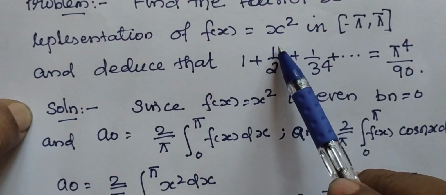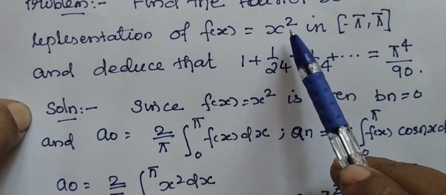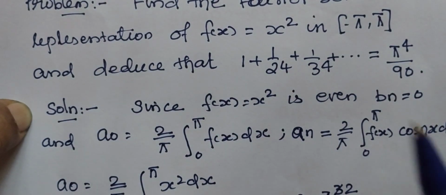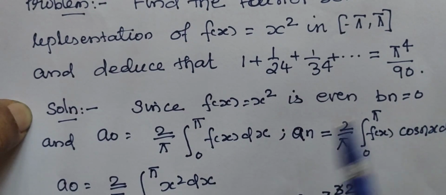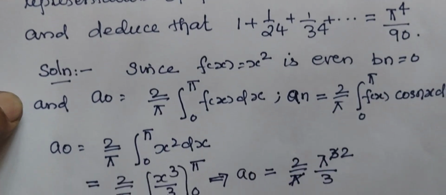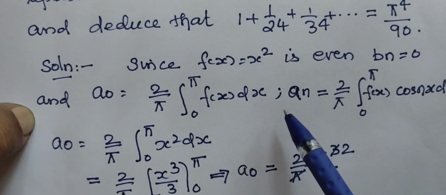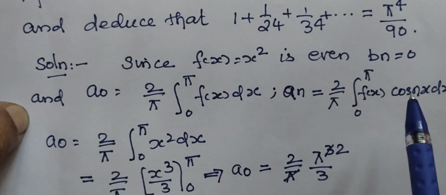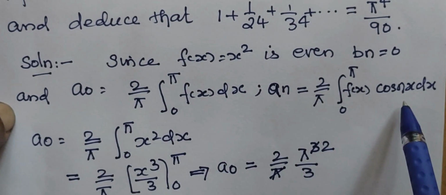Here f of x is equal to x square, which is an even function because its power is even. So it is an even function. Therefore b n is equal to 0. So we have to find only a naught and a n. So what is a naught? a naught is 2 by pi integral 0 to pi f of x dx, and a n is equal to 2 by pi integral 0 to pi f of x cos n x dx.